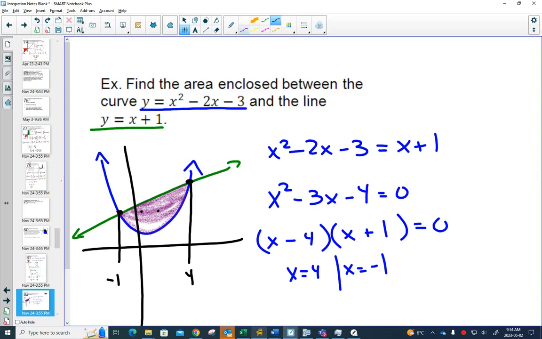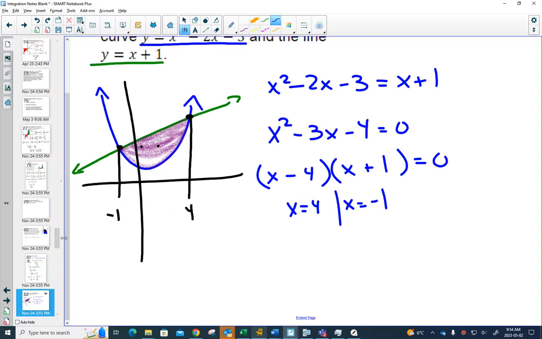It does matter, though, that you notice that the green function is the graph on top. The blue function is the graph on the bottom. That's important because when you set up your integral, you'll want to do the green one minus the blue one. What happens if you make a mistake? What if you're like, oh, I did all the math, and then I realized at the end, I did the blue one minus the green one? The answer is going to be negative instead of positive.